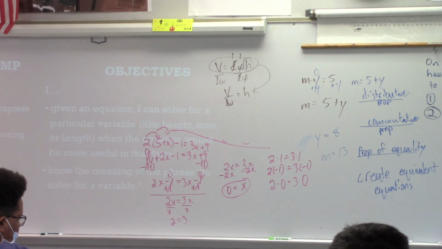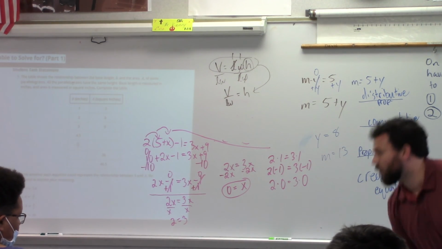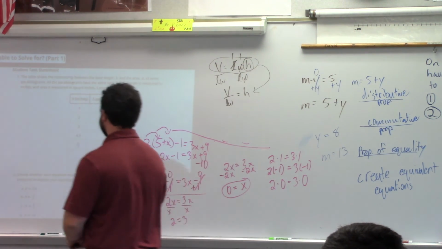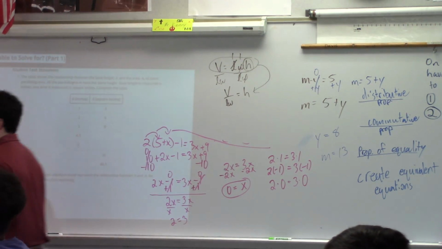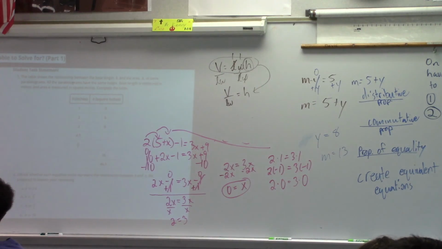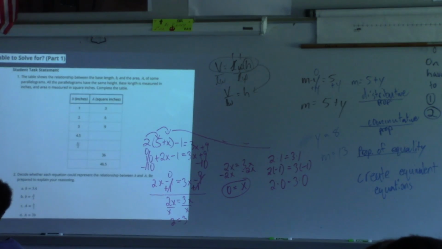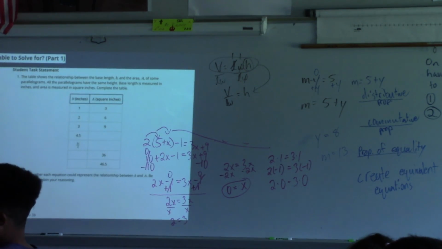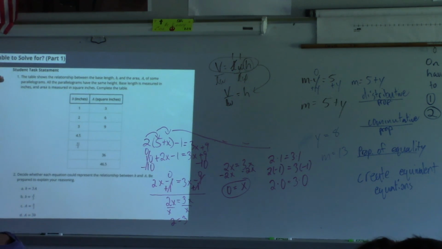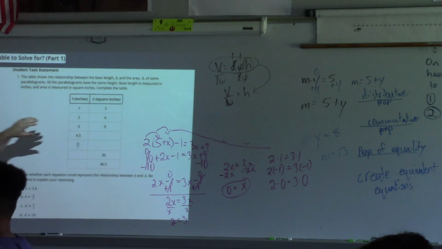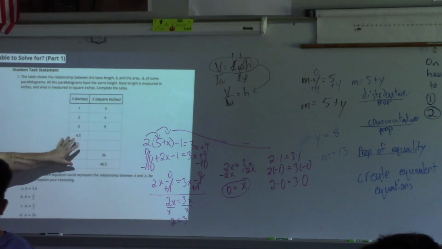Alright? And so we need to know what it means to solve for a variable. Alright, so here's what we're looking at. The table below shows the relationship between the base length B and the area of some parallelograms. All the parallelograms have the same height. Base length is measured in inches and the area is measured in square inches. Complete the table.